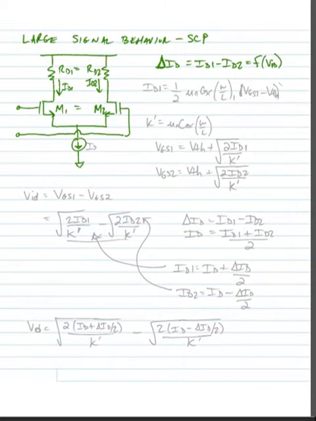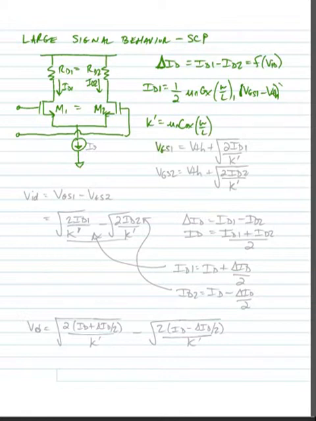So we know that we can define our drain current through transistor 1 when it's in saturation as 1/2 mu n C ox times W over L1 times (VGS1 minus VTH) squared. And we're going to make a substitution that K prime is equal to mu n C ox times W over L.